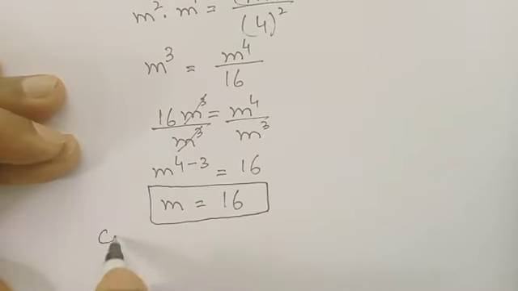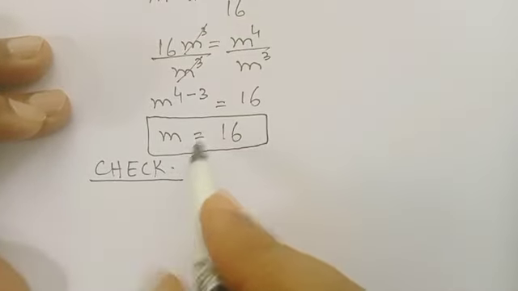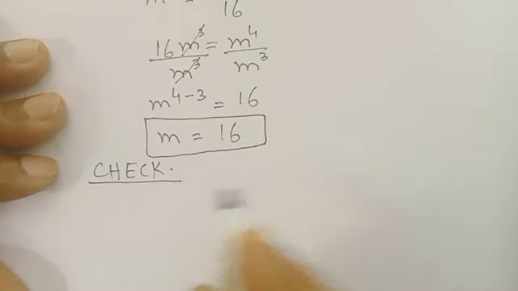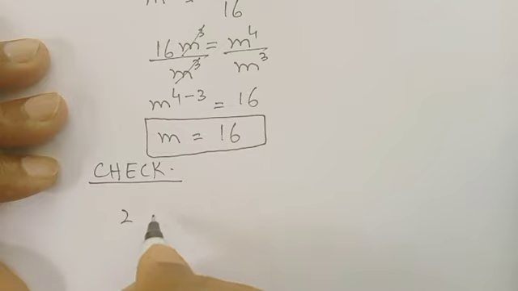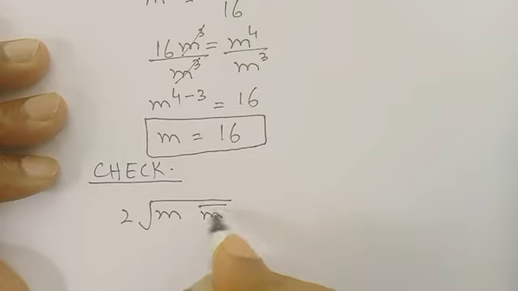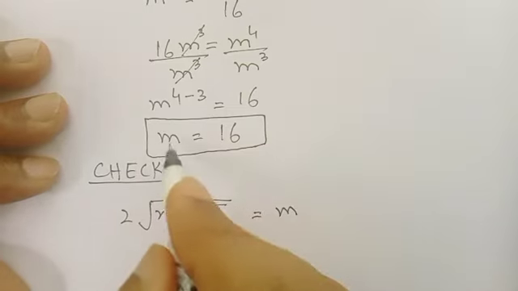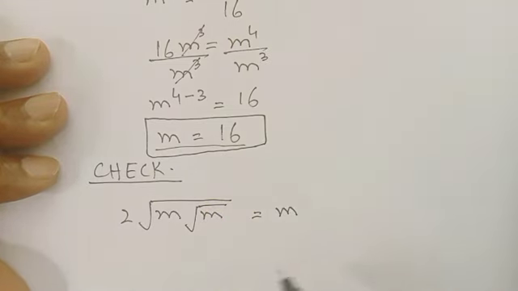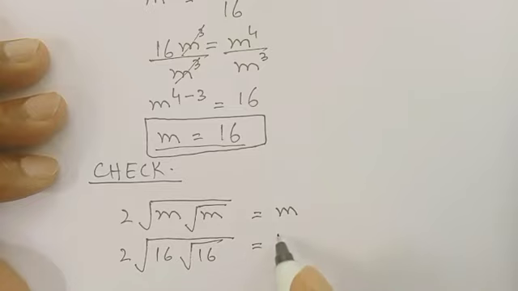Let's check this answer. We will put this value of 16 into the first equation. What is the first equation? That is 2m times the square root of m equals m. So we put this value of m into the equation: 2 into 16, whole square root, then again the square root of 16, is equal to 16.